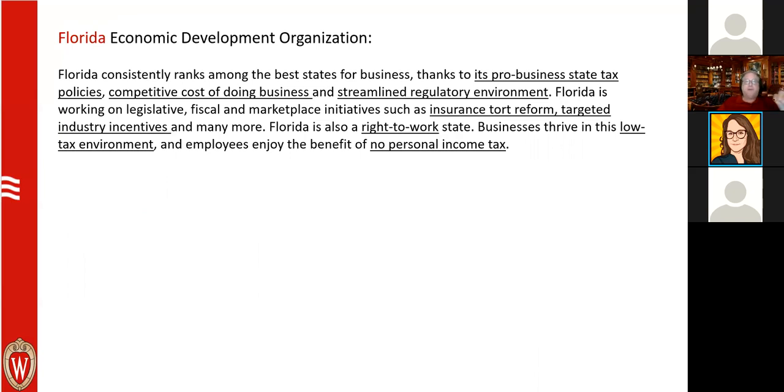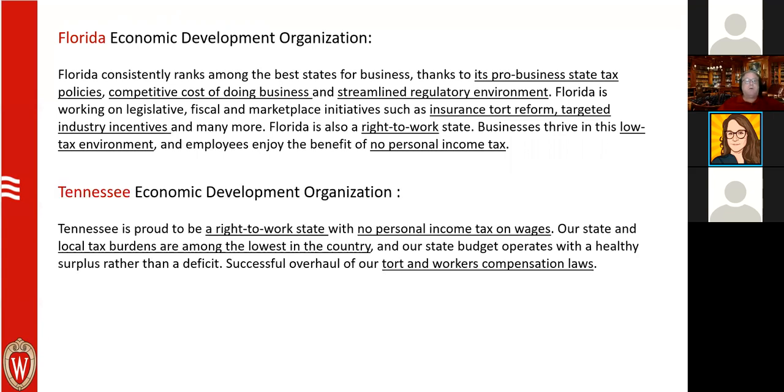These are all the things that the state of Florida is trying to promote in terms of economic development. Relocate your business here, start your business here, because we have a positive business climate. Tennessee: right to work, no personal income taxes. Local tax burdens are among the lowest in the country. Tort and worker compensation laws.